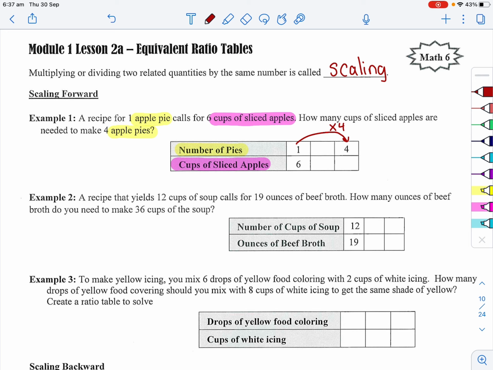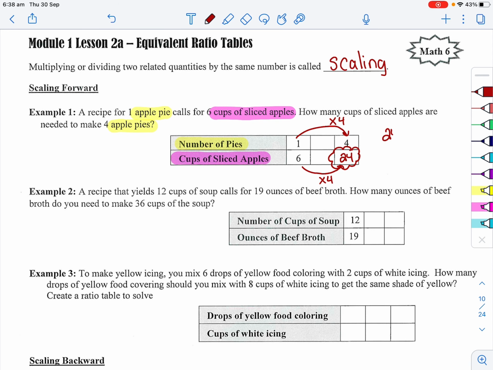And whatever I do to the top, I must also do to the bottom. So I'm going to multiply 6 by 4, and I'm going to get 24. Okay, that's my work to get my answer, and now I'm going to answer the actual question. How many cups of sliced apples are needed to make 4 apple pies? 24 cups of sliced apples.